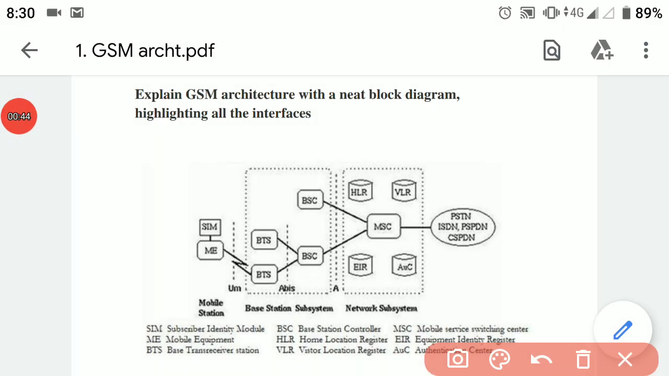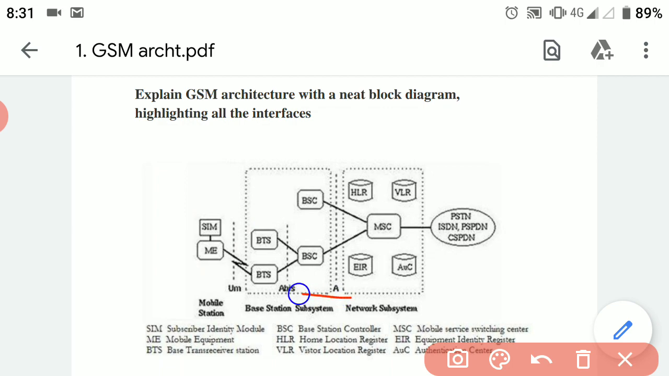In the mobile station, we have first one, that is mobile equipment, and in that equipment, that is SIM, subscriber identity module.